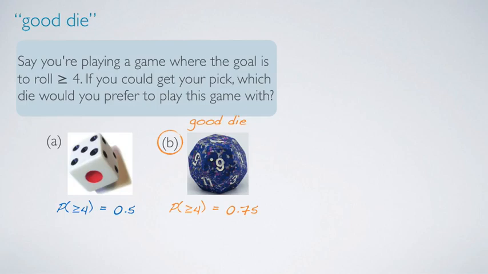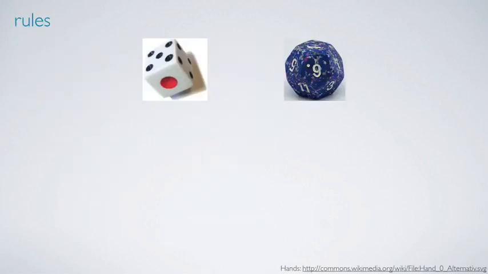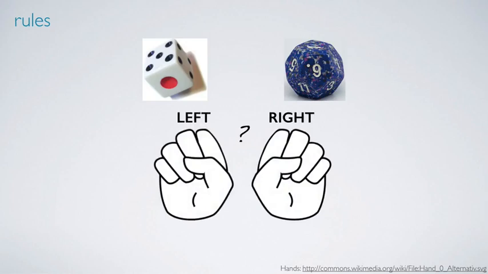This is the ultimate goal. You're going to try to figure out which hand is holding the good die, or in other words, the 12-sided die. Here are the rules. Remember, I have two dice, one 6-sided, the other 12-sided. I keep one die in the left hand and the other in the right, but I won't tell you which die I'm holding in which hand. You pick a hand, left or right, I roll it, and I tell you if the outcome is greater than or equal to 4 or not.